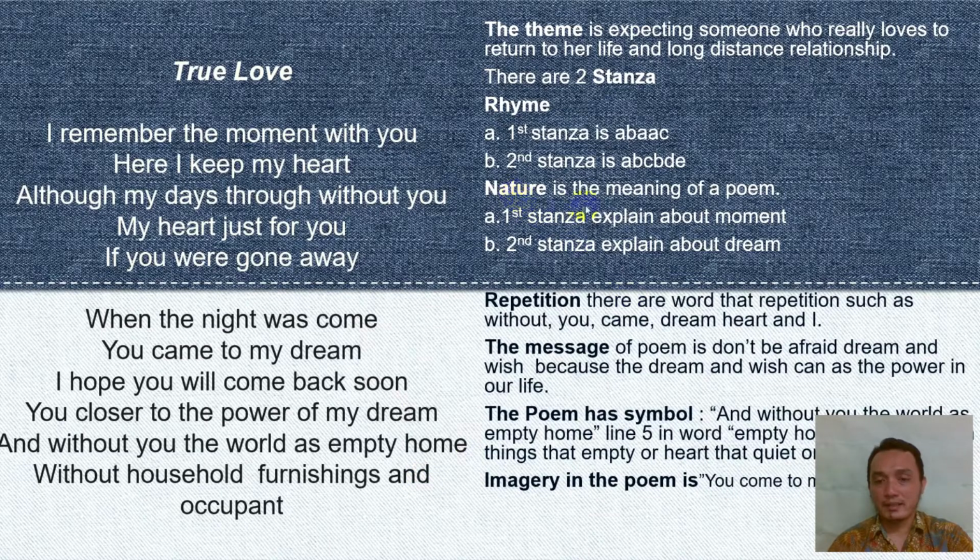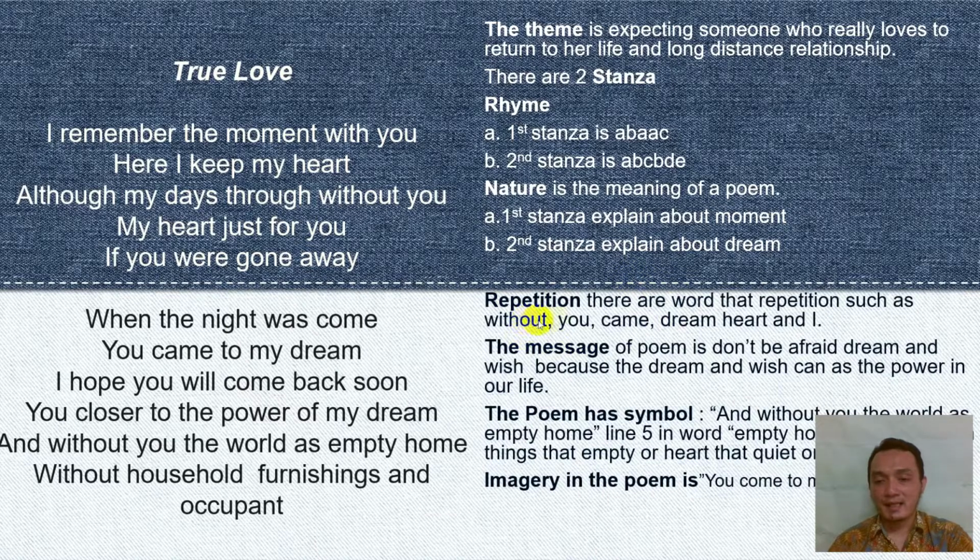And then the nature is the meaning of the poem. The first stanza explained about moments. I remember the moment. So the first stanza is telling about the moment. And the second stanza explained about dream. When the night was come, you came to my dream. And the writer said, I hope you will come back soon. This is called dream and this is called moments. So different stanzas, different nature.